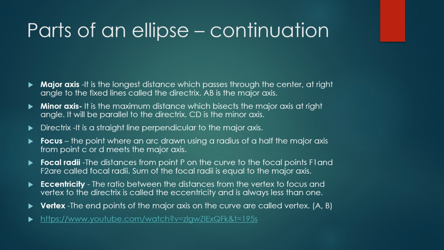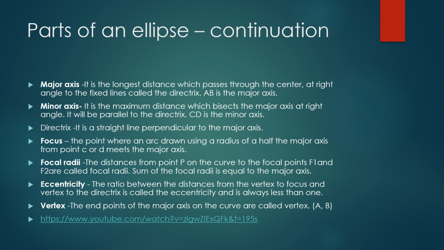Then we have the directrix. As you have seen, it's a straight line perpendicular to the major axis, and it's located beyond the vertex. In our case, it is noted by D1 or D. Then we have the focus. This is the point where an arc drawn using a radius of half the major axis from point C or D meets the major axis.